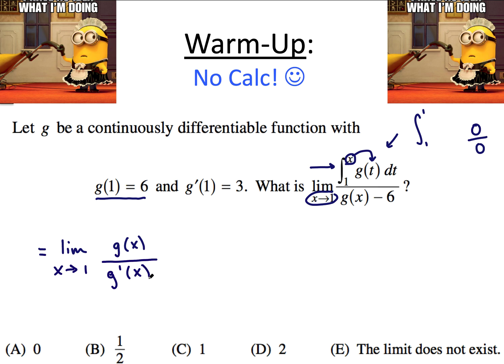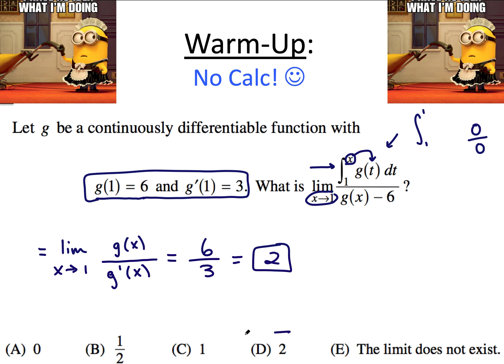Now you'd be thinking, how am I supposed to know what g of 1 is and g prime of 1? But that's the reason why they gave you these two facts right here. So if you reevaluate your limit using L'Hopital's, you can plug in 1. You'd get g of 1 on the top, which is 6. You would get g prime of 1 on the denominator, which is 3. And of course, 6 divided by 3 is 2. So at that point, you would have your answer. The final answer in this case is D.